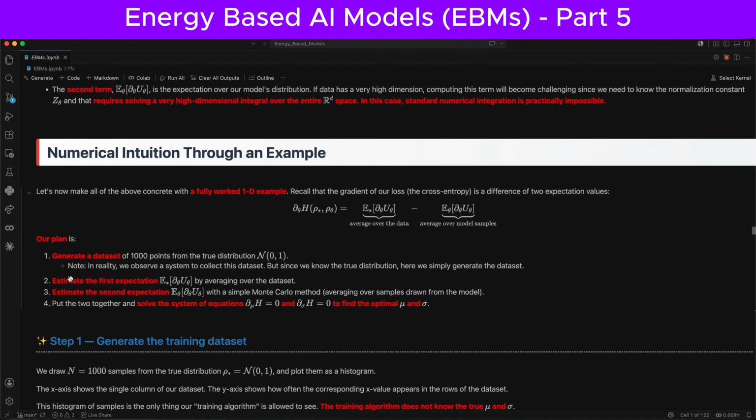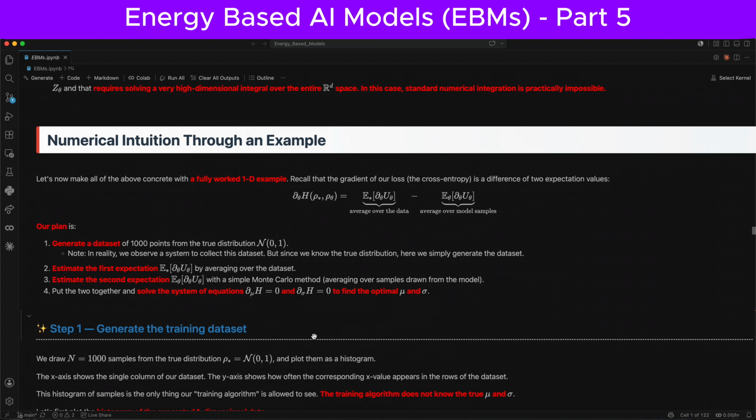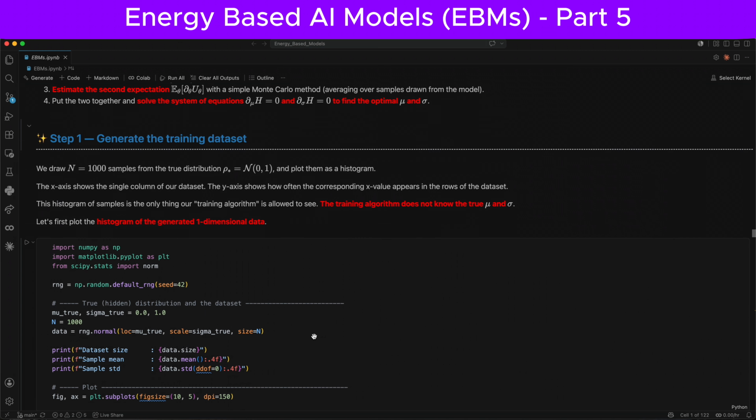Second, we estimate the first expectation by averaging over the dataset. Third, we estimate the second expectation with a simple Monte Carlo method, which means averaging over samples drawn from the model. And fourth, we put the two together and solve the system of equations to find the optimal mu and sigma. Now, let's begin step 1, generating the training dataset.